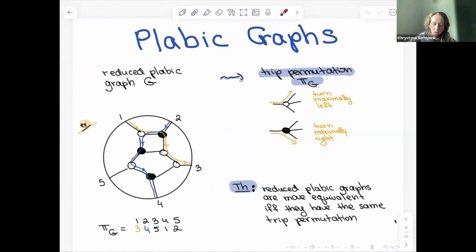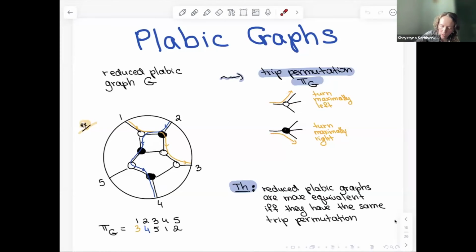So next, we're going to talk about these permutations one can associate to a plabic graph. Again, something we've seen in the previous talk. So given a reduced plabic graph, I can associate something called a trip permutation, pi sub G, to it as follows. My trip is just a path along the graph, and as I travel, if I encounter a white vertex, I'm going to turn maximally left. And if I encounter a black vertex, I'm going to turn maximally right.